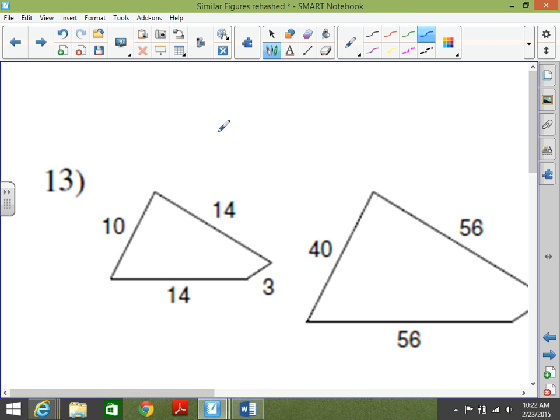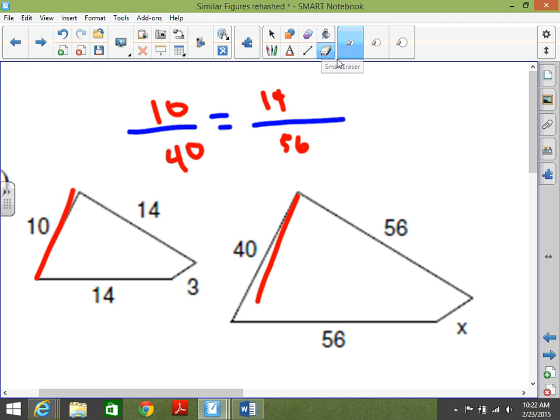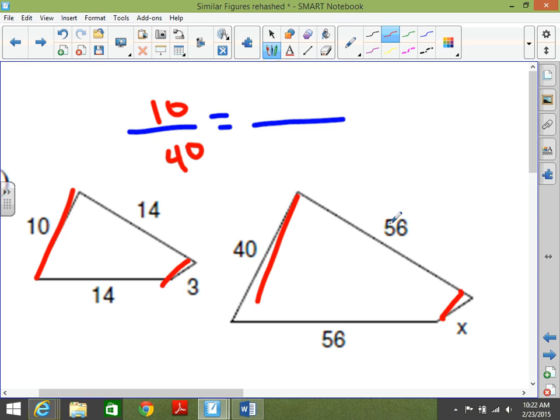Okay, let's do this one. Give me 2 known measurements to start with. 10 and 40. Okay, next. Well, if I do 14 and 56, did you set up anything that you could solve? Nope, so you don't want to do that. What? 3 and x. Good. Okay, now what do I do? And then divide by 10, which gives you 12. Good.